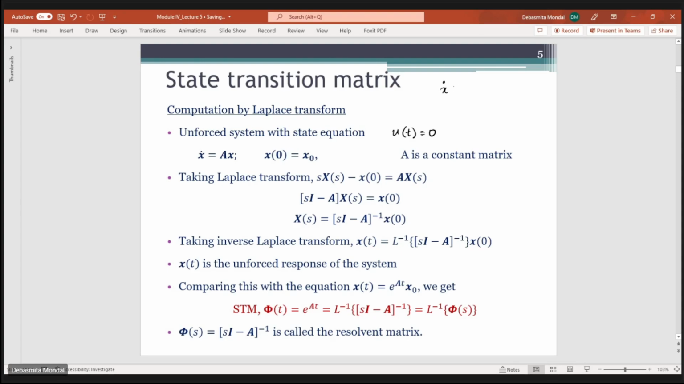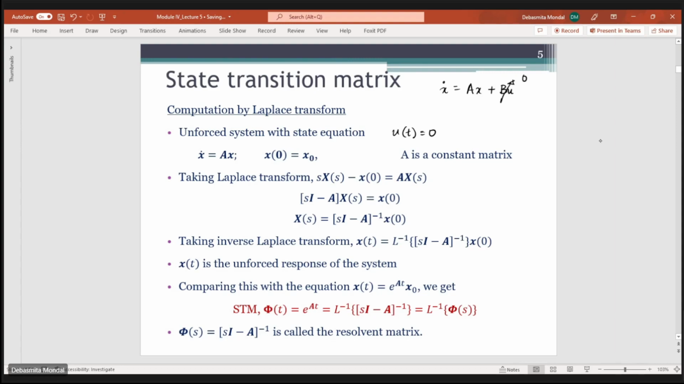So the general state equation has this term, which will be equal to 0 since it is an unforced system. So you have x dot equals Ax, and the initial state is given as x(0), which is x at time t equals 0, equal to x0. And A is a constant matrix which is given.